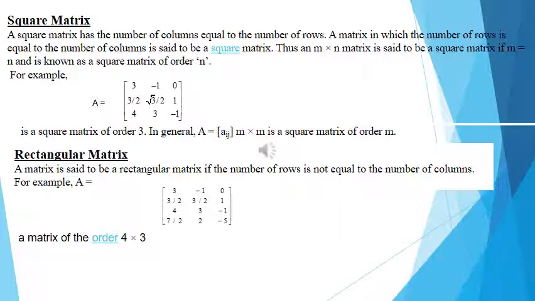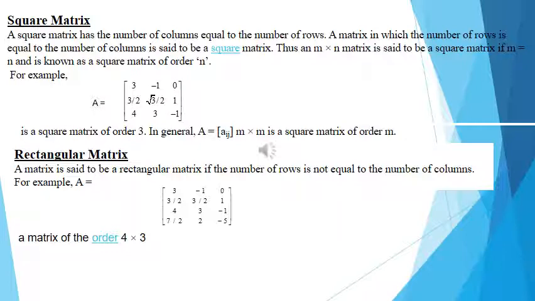So here A is equal to 3, minus 1, 0, 3 by 2, root 3 by 2, 1, 4, 3 and minus 1. This is a 3 by 3 matrix. So it's a square matrix of order 3. In general, A is equal to a square matrix of Aij, so the bracket of Aij of m by m is a square matrix of order m.